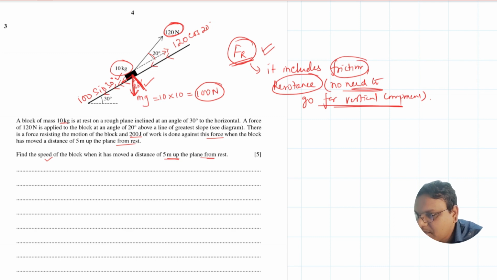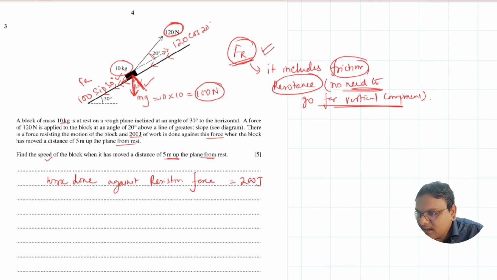Okay, here on the opposite side, what force is applied? One more force is applied, which is known as frictional force. Now how to solve this question? Let's start. I can write down that the work done against the resistive force is given as 200 joule.